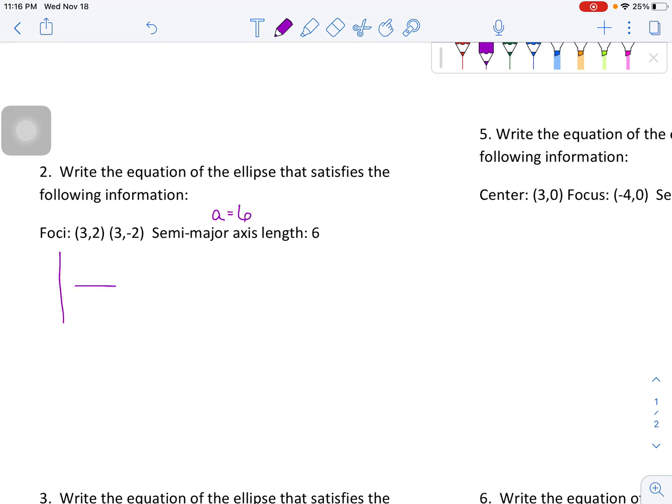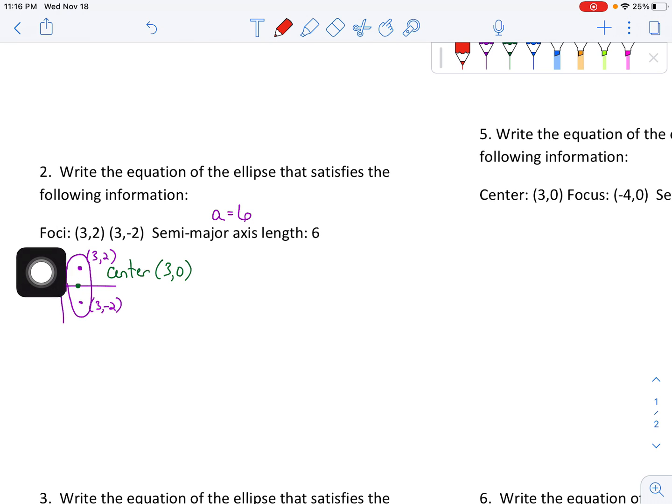And if we know the 2 foci, let's do a quick graph here. Positive 3, 2, so that's 3, 2, and positive 3, negative 2. So those are my 2 foci, which tells me that this graph is elongated vertically. And I know that my center has to be right between the 2 foci, so my center is going to be at 3, 0. So now I know my center. From the center to either of the 2 focal points is going to give me a c value of 2.